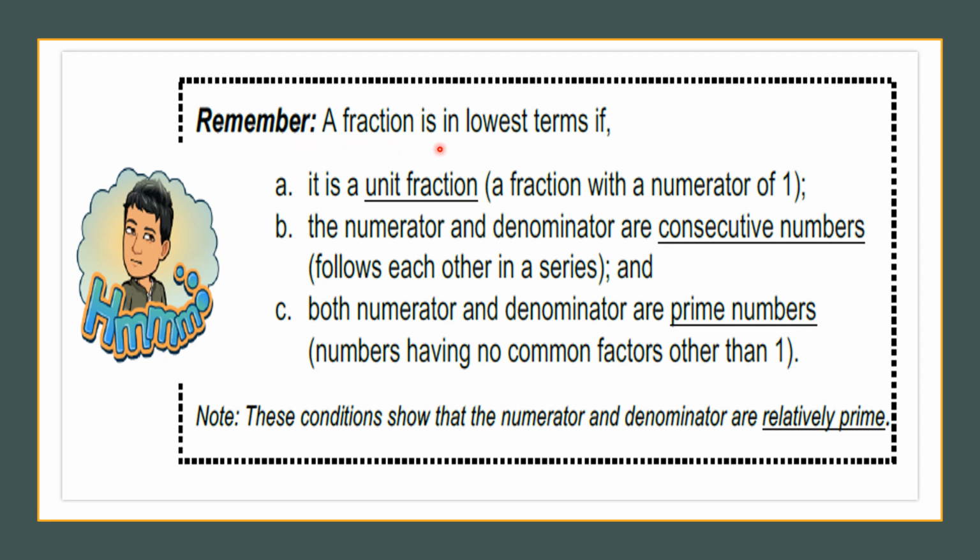Remember, a fraction is in lowest terms if it is a unit fraction, a fraction with a numerator of 1. The numerator and denominator are consecutive numbers, follows each other in a series, and both numerator and denominator are prime numbers, numbers having no common factors other than 1. These conditions show that the numerator and denominator are relatively prime.